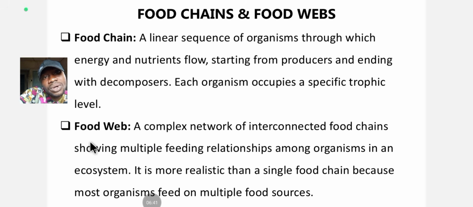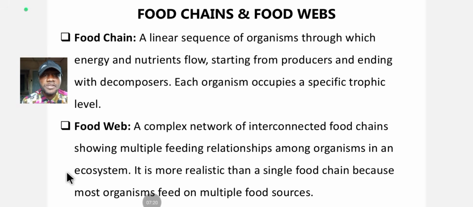Now let's continue and understand the concept of food web. What is a food web? A food web is complex. A food chain is simple, straightforward, straight. But a food web is a complex network of interconnected food chains showing multiple feeding relationships among organisms in an ecosystem. So it's a complex food network, showing the interconnections of different food chains. A food web is like bringing food chains together among organisms in an ecosystem.